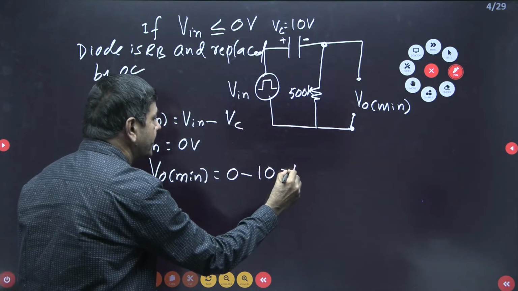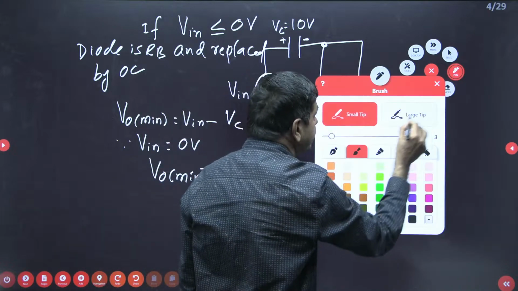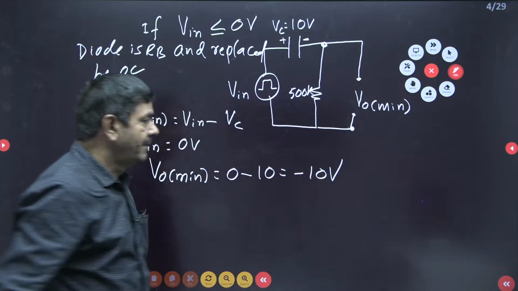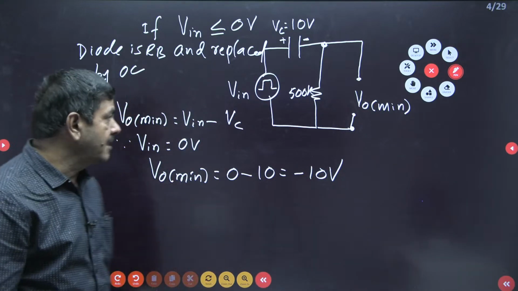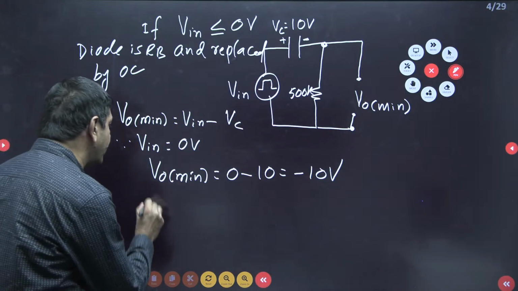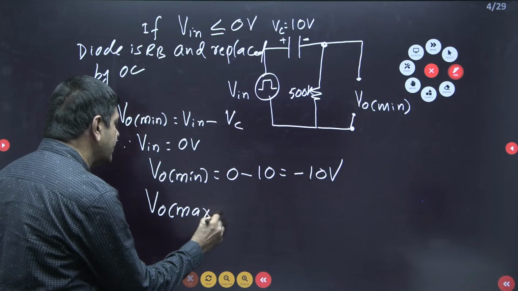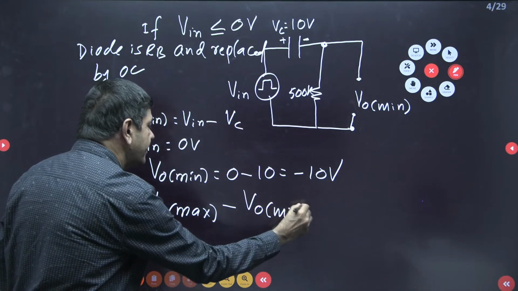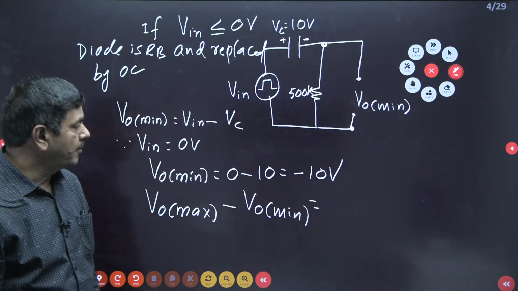Finally we are getting minus 10 voltage here. I can get minus 10 voltage here. V0 minimum is nothing but the minus 10 voltage. The problem is asking to find V0 maximum minus V0 minimum. That difference is required. That is the question asked in the problem.